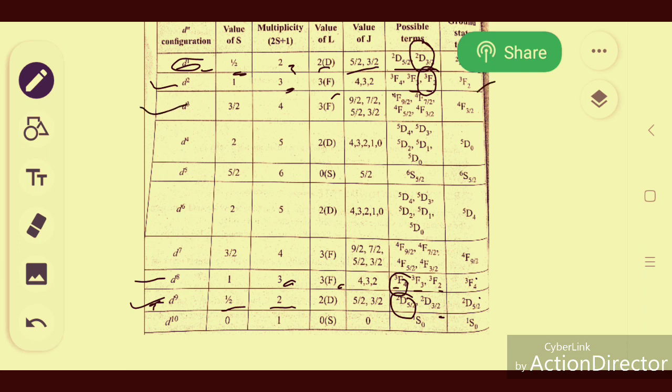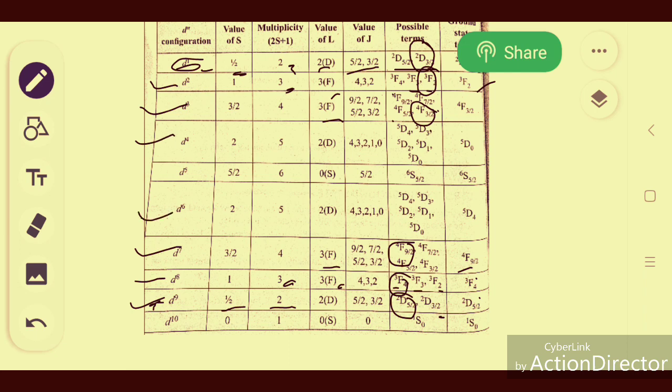In case of D3 and D7, both have three unpaired electrons, so again the term will be F. Four terms may be possible, 4F9 by 2, 4F7 by 2, 4F5 by 2 and 4F3 by 2. Here the ground state term will be 4F3 by 2 because it is less than half filled. And here the ground state term will be 4F9 by 2 because it is more than half filled.